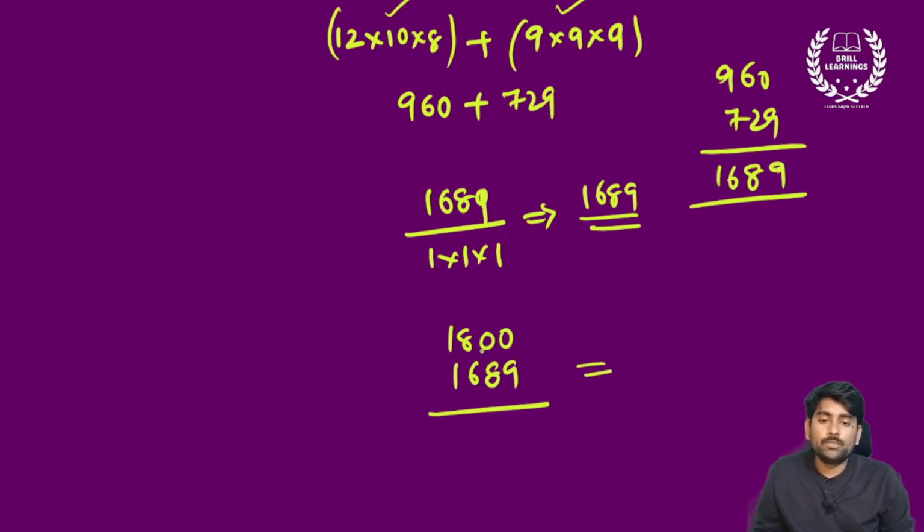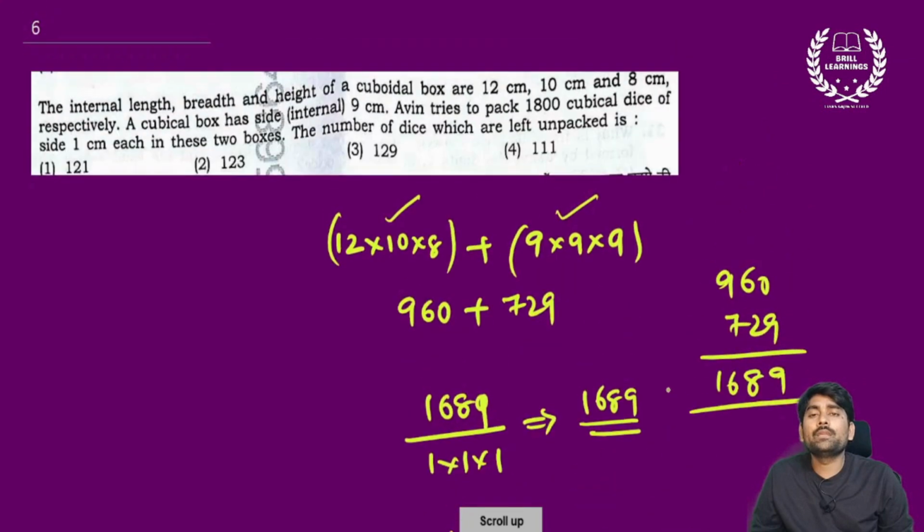Okay. So how much? Here it is 11 and 100. So 111 dice are unpacked. This is our answer. Fourth one is the right answer. Let's move on to the next question.